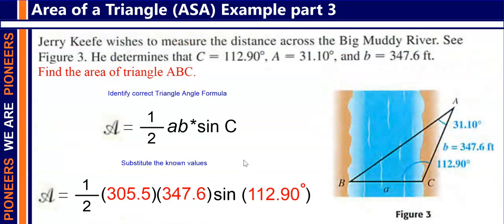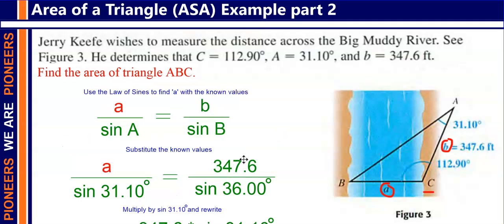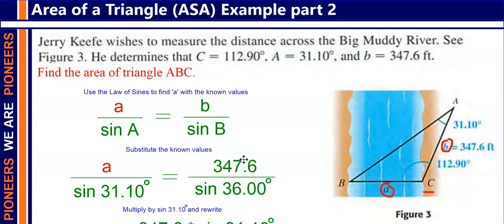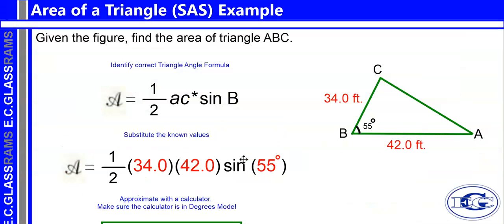Angle side angle does take a little bit more work because you need to change it to the format of side angle side. So again, the steps are: find the missing angle, find one of the missing sides, and then use the triangle area formula. To find one of the missing sides, use the law of sines. And don't forget that for side angle side, you just use the formula itself and you have your answer. And there you go.